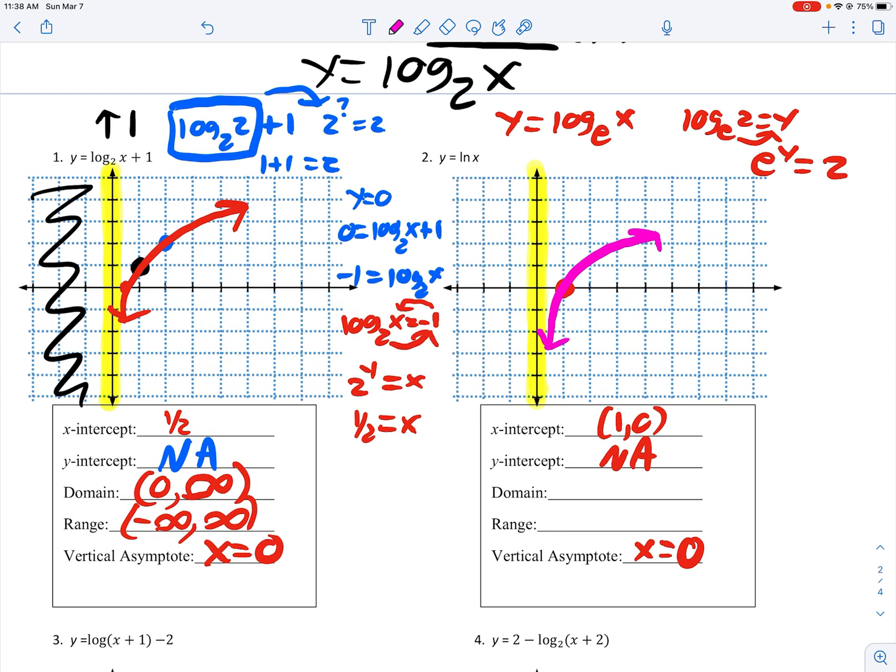So when you see base e, it's okay to only have 1 point, the key point. Because it's really hard to find a second and third point other than trying to find the x and y intercept because the base is e. It makes it challenging. So the domain would be from 0 to infinity, and your range would be all real numbers.